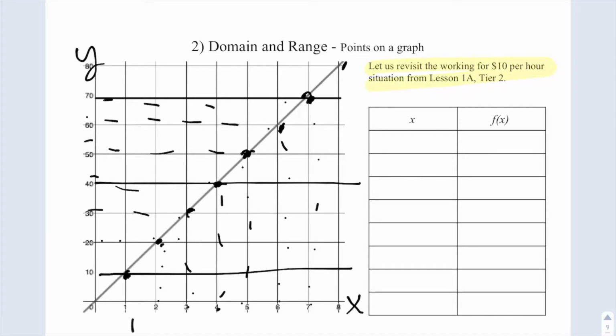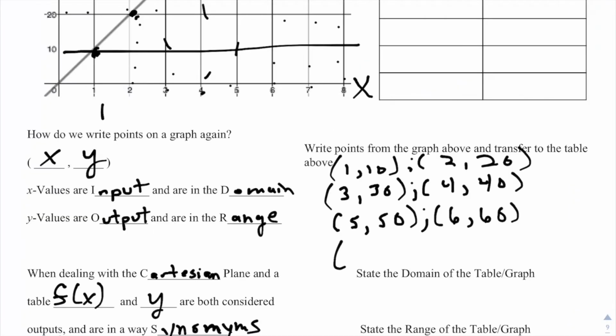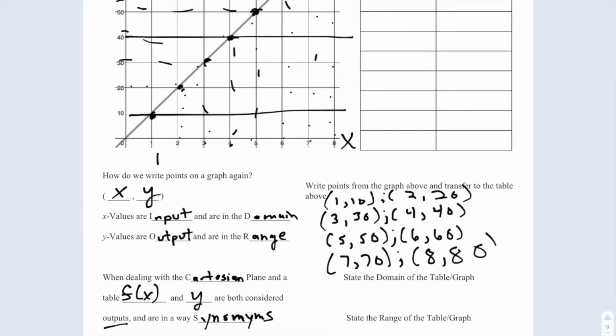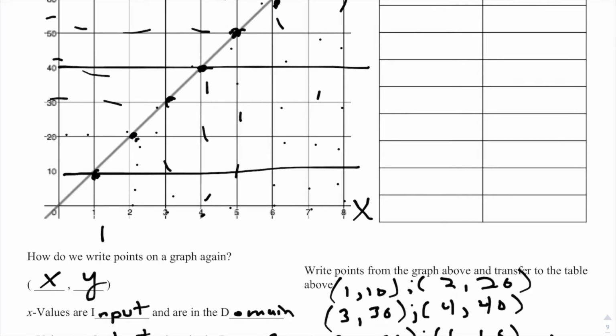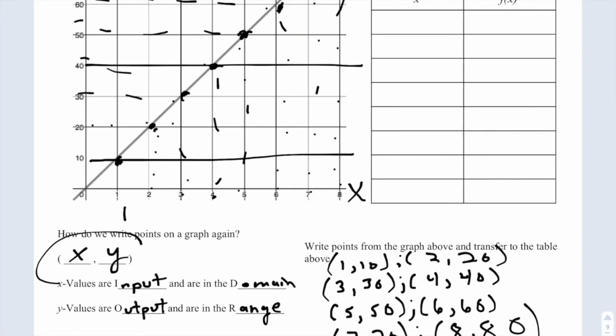And look, we can just do this one too. 8 points all the way up here, 80. So now we can take these points and transform them, knowing that the x is the first coordinate and the y, or the f of x, is the second coordinate. We can transfer them up into the table.